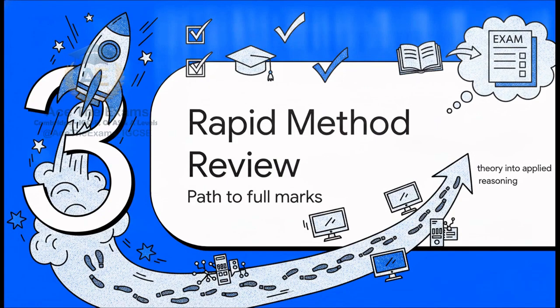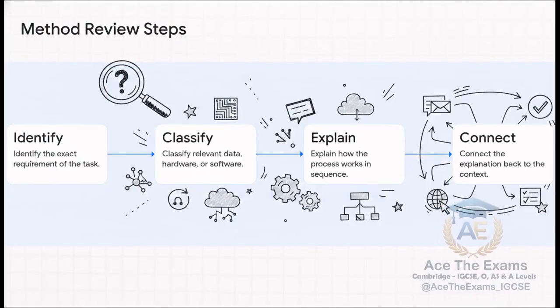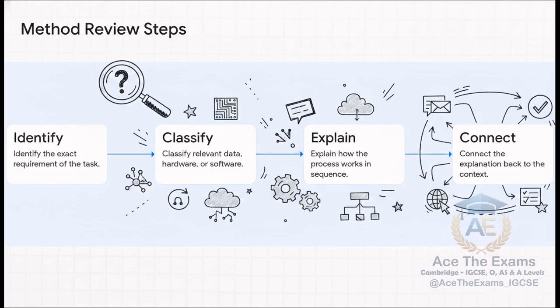Let's look at Section 3, the Rapid Method Review. This is your disciplined path to full marks. Understanding the theory is honestly only half the battle. Transferring that theory into applied reasoning on an intimidating exam paper requires a strict technical methodology. We call this the Computer Science Success Blueprint. It's a disciplined path with 4 non-negotiable steps.